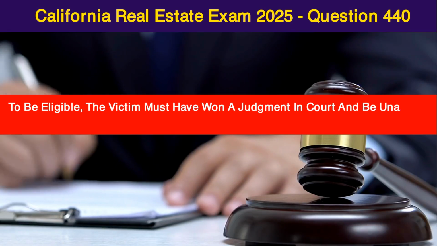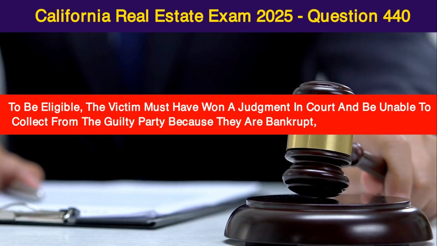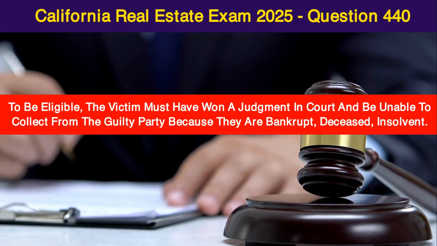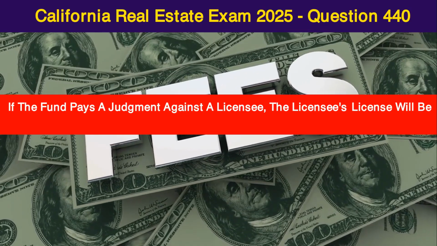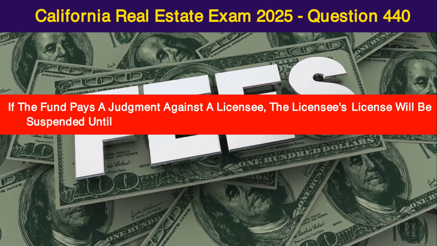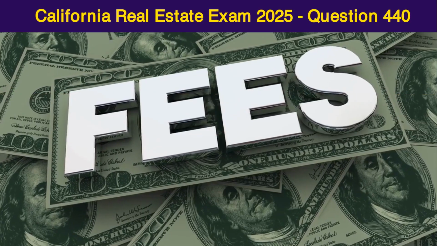To be eligible, the victim must have won a judgment in court and be unable to collect from the guilty party because they are bankrupt, deceased, or insolvent. If the fund pays a judgment against a licensee, the licensee's license will be suspended until they repay the amount paid by the fund, plus interest.